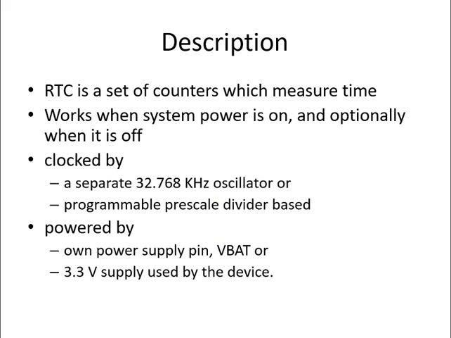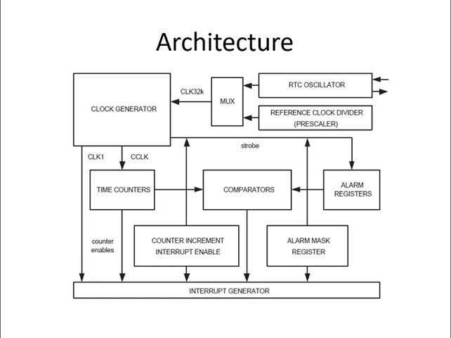So the RTC is a set of counters which measures time. It works when system power is on and optionally when it is off. It is clocked by either a separate 32.768 kilohertz oscillator, the same things are given here. So we'll skip this and go to the next one.